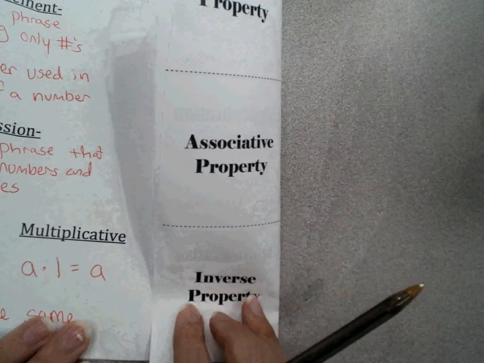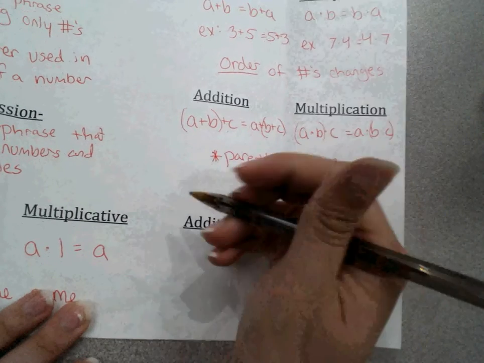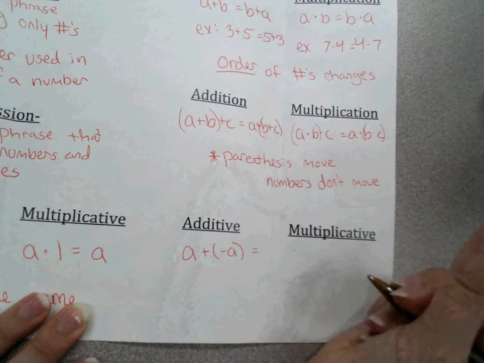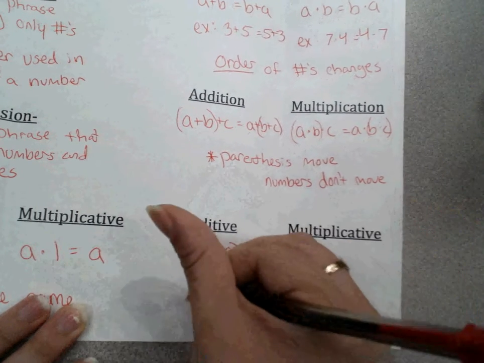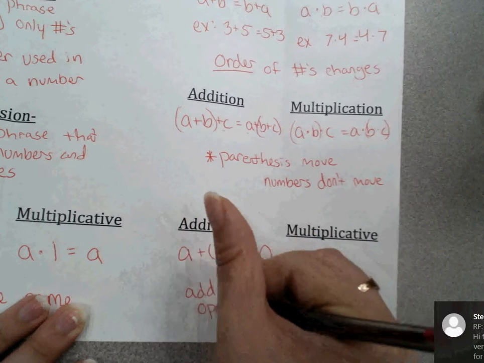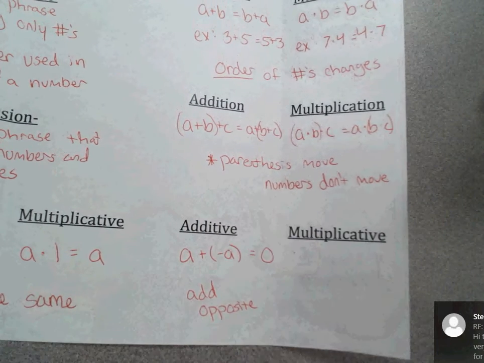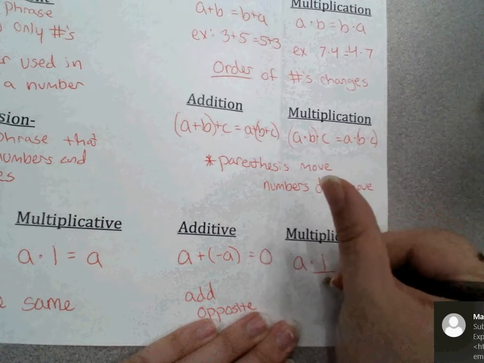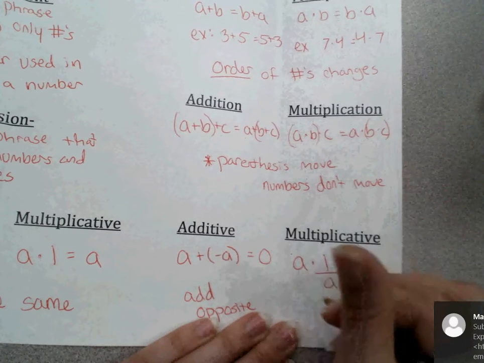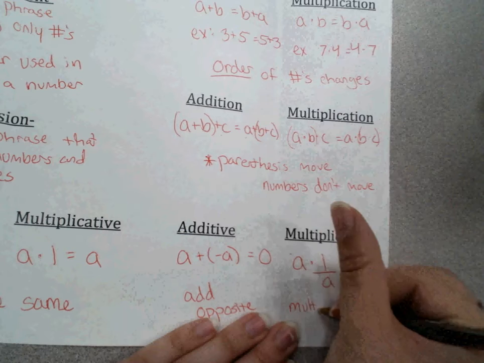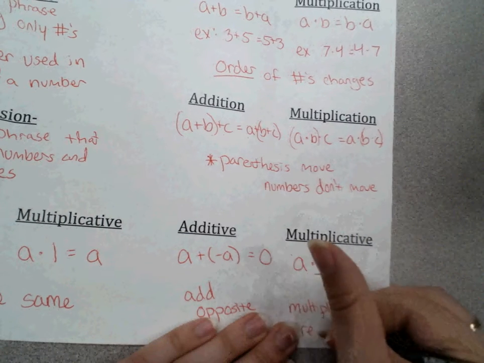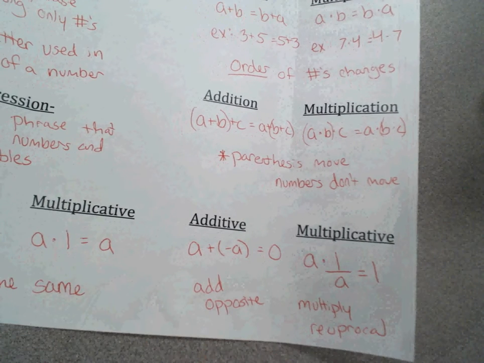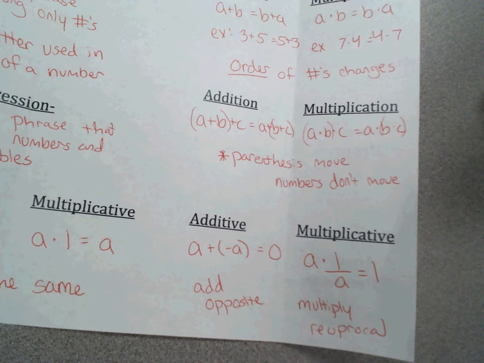All right, and then the last one we need to write down is our inverse property. Remember, inverse property is just the opposite. So A plus negative A, when we add our opposite, we always get 0. So you can just put add opposite. And then the multiplication side of that is just multiplying times the reciprocal. And then you can put that too. Multiply reciprocal.